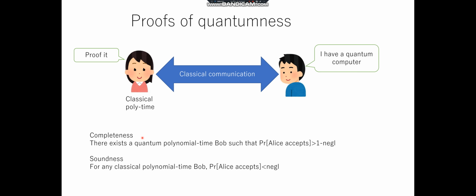First, correctness, which means that there exists a quantum polynomial-time Bob such that the probability that Alice accepts is very large. Second, soundness, which means that for any classical polynomial-time Bob, the probability that Alice accepts is negligibly small.